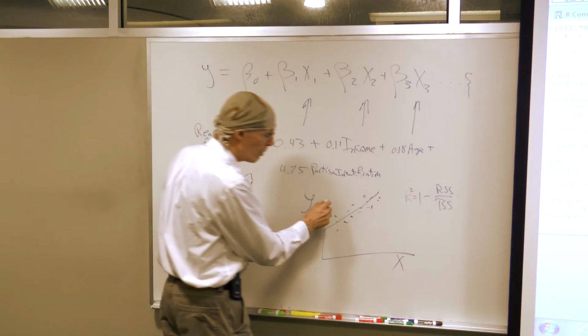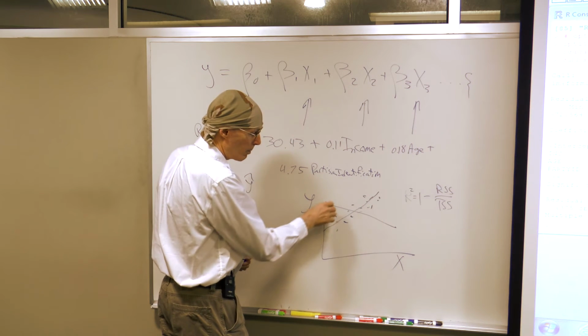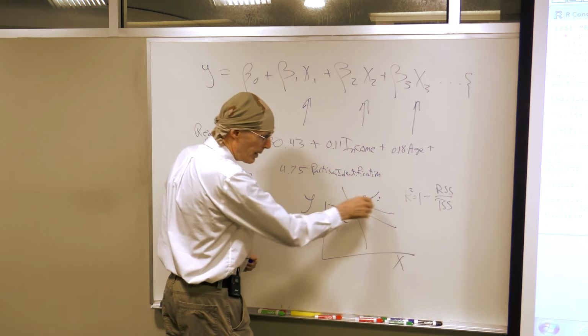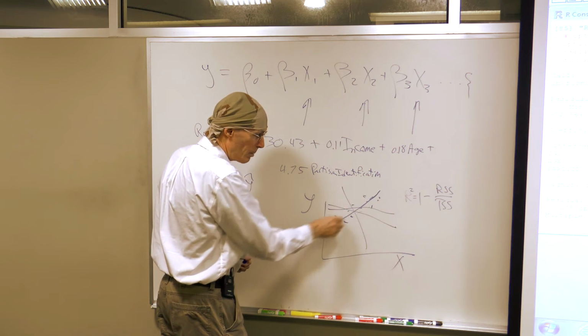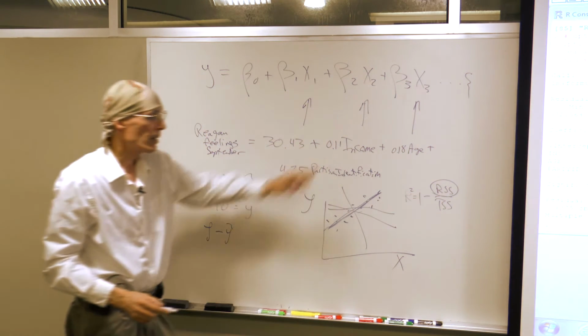That means you don't want a line that goes like that because the error will be larger. You don't want a line that goes like that, the error would be huge. You don't want a line that goes like that. You want a line that will minimize this guy. And they use calculus to derive that.